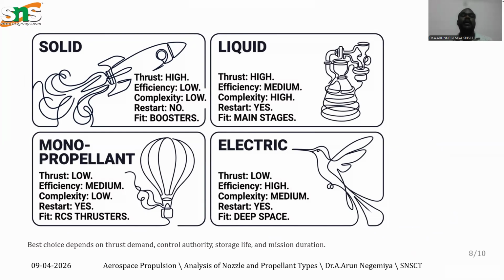Solid gives a higher thrust and low efficiency. Liquid gives high thrust and medium efficiency. Monopropellant is used for thrusters only. It gives very low thrust and medium efficiency. Electric propulsion provides high efficiency and low thrust.